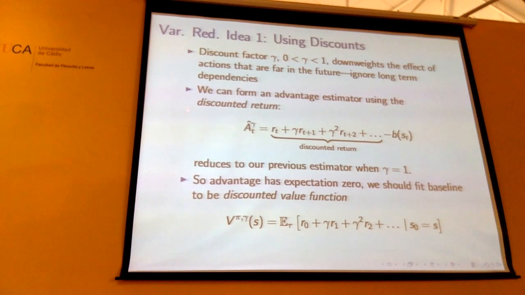Okay, we want the advantage function to have expectation 0 as before, so that it measures whether the action was better or worse than average. So we should set the baseline a little differently than we did before. Now we should set the baseline function to be the expectation of the discounted sum of rewards instead of just the regular old sum of rewards. So that way this thing is going to have expectation 0.